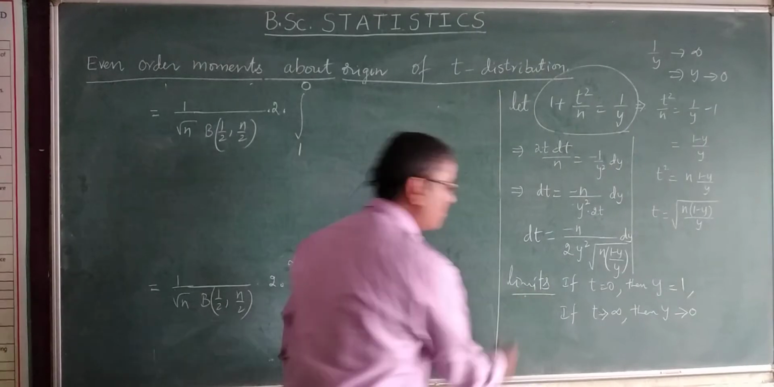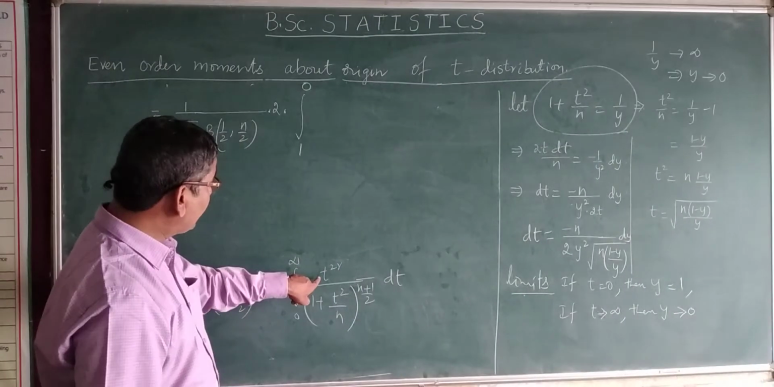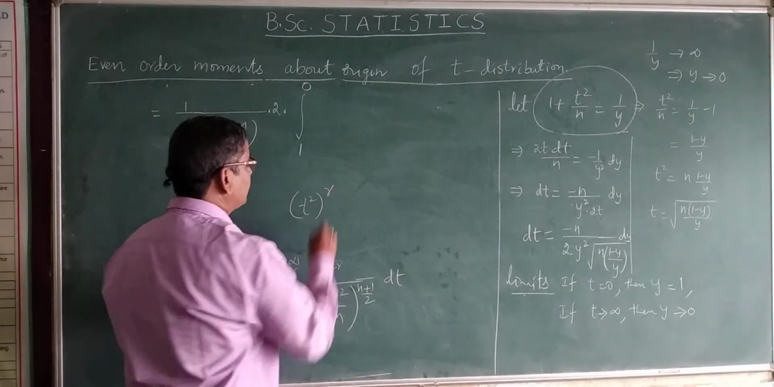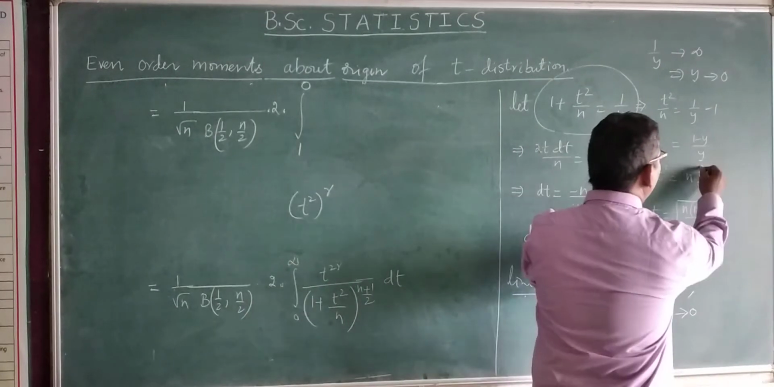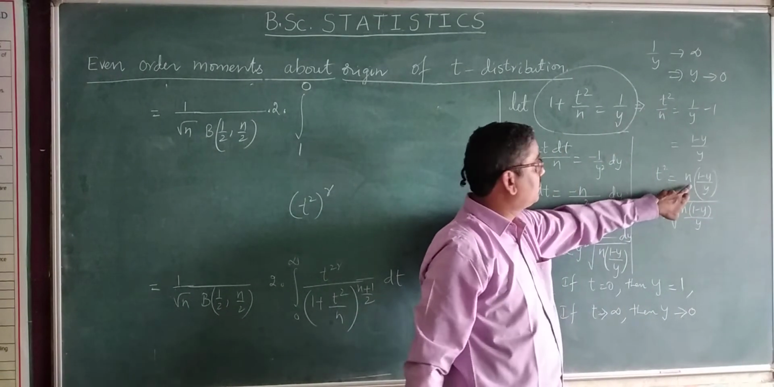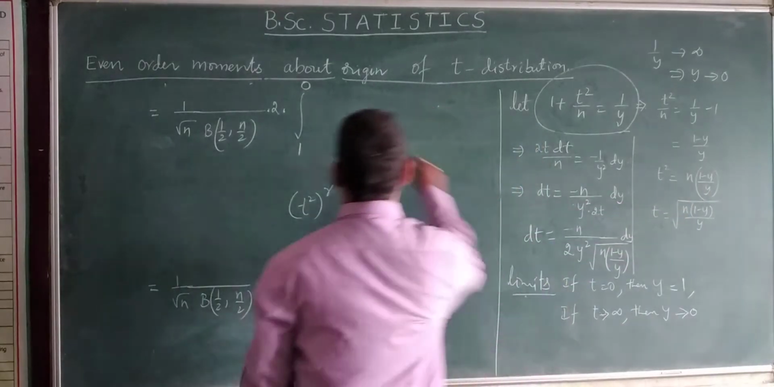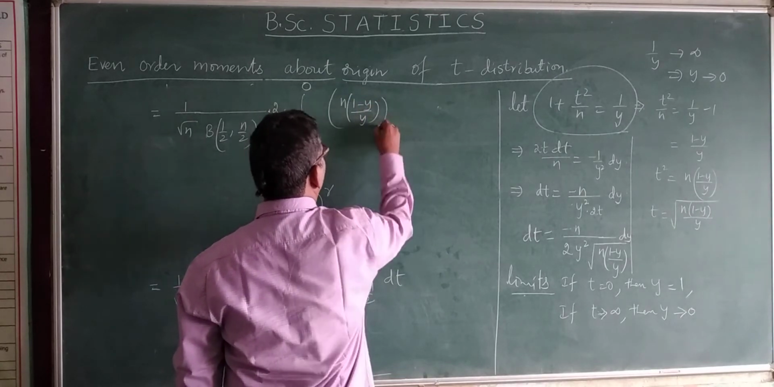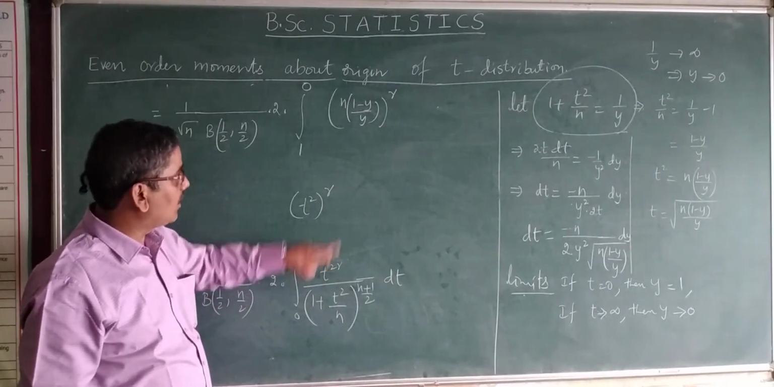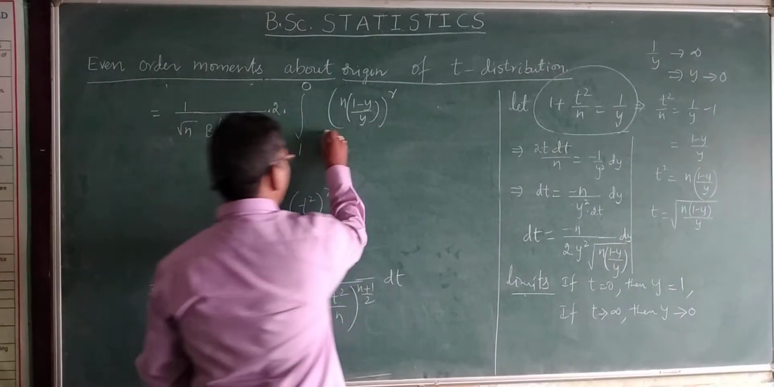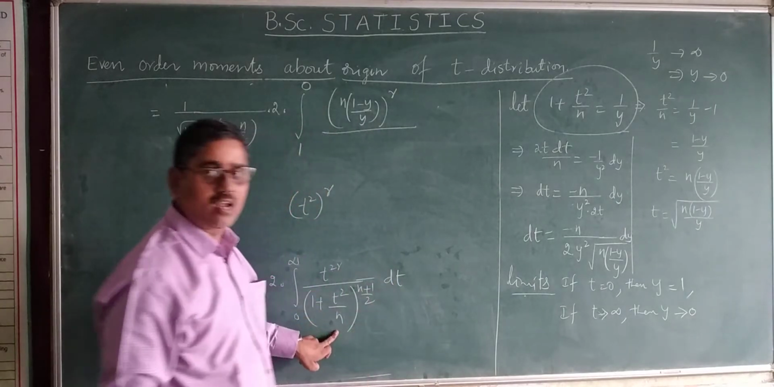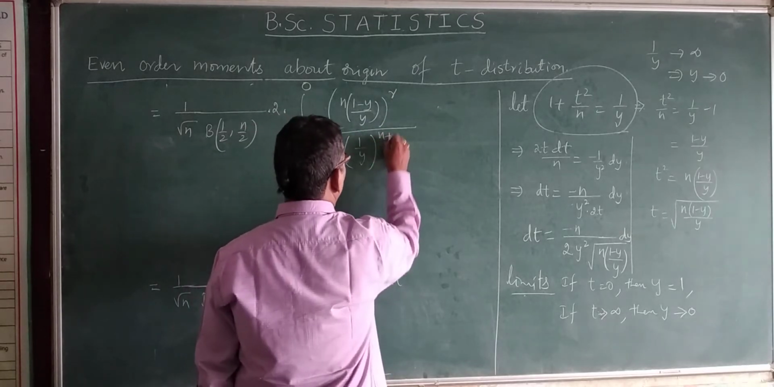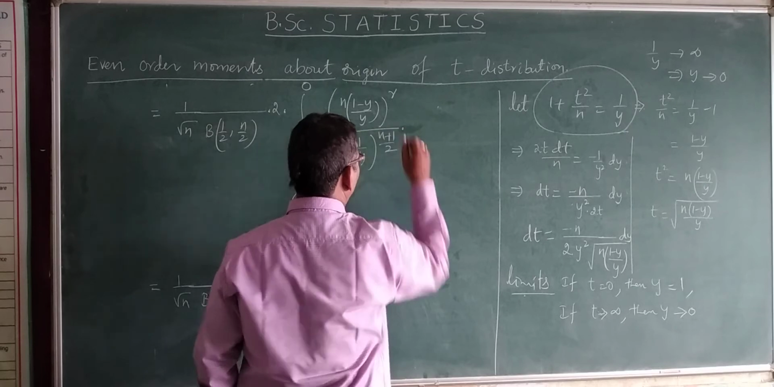This is also a very important part. Now, t power 2r, I am writing as t square whole power r. What is t square? You refer here. T square is n into 1 minus y by y. So it is n into 1 minus y divided by y, whole power r. That is what I have written here for t square whole power r, divided by 1 plus t square by n. We have considered that as 1 by y, so it is 1 by y whole power n plus 1 by 2, multiplied by dt.